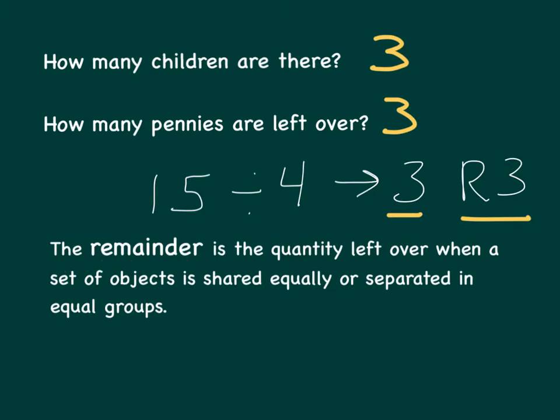The remainder is the quantity left over when a set of objects is shared equally or separated in equal groups. So as I showed you before, we had 4 equal groups of 3, but then there was 3 left over.